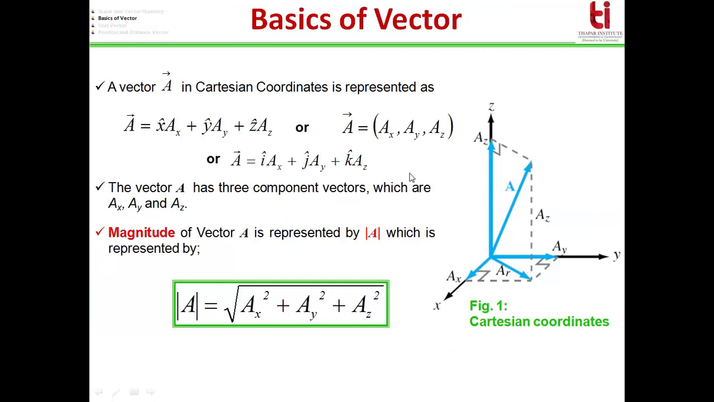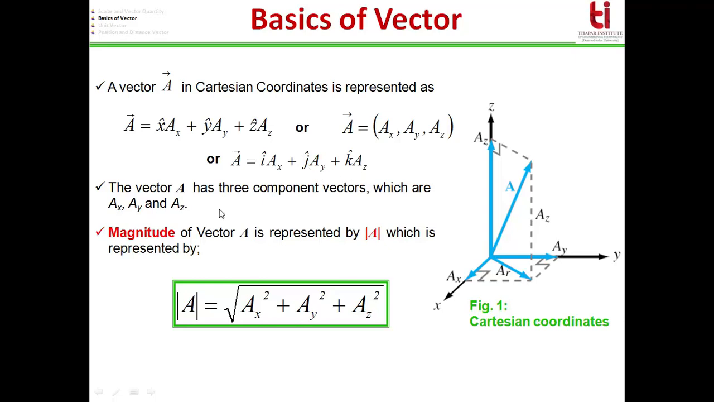Now, I will be giving you the basic idea of vector. First, I will discuss how a vector A can be represented in the Cartesian coordinate system. For example, vector A can be represented as x cap Ax plus y cap Ay plus z cap Az, or we can also represent vector A in bracket form like Ax comma Ay comma Az, or also in ijk form like i cap Ax plus j cap Ay plus k cap Az.